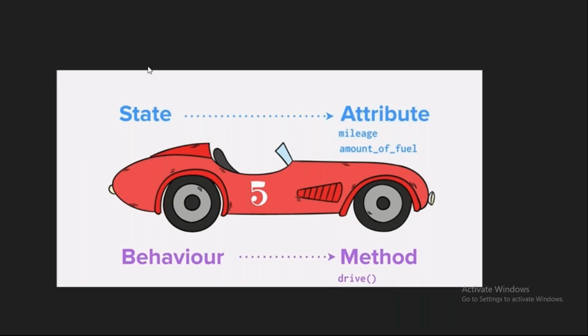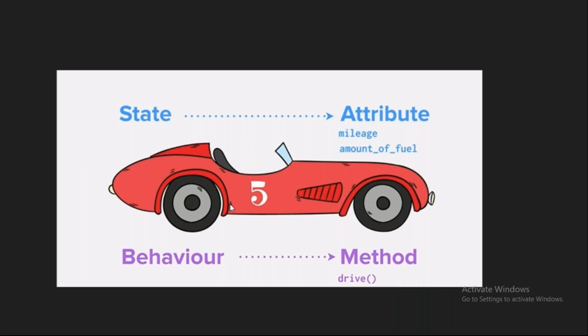So basically, the attribute could be the mileage and the amount of fuel. The mileage would change with time. When you are driving it all alone, it would be different. When you are driving with someone, it would be different because the speed would be different. The amount of fuel would change over time. So that is the attribute.